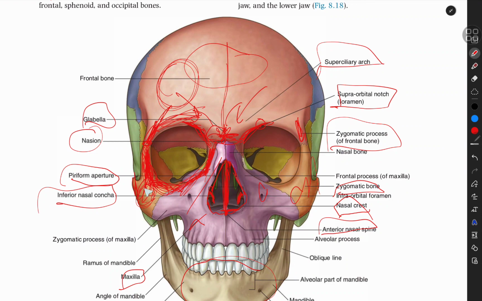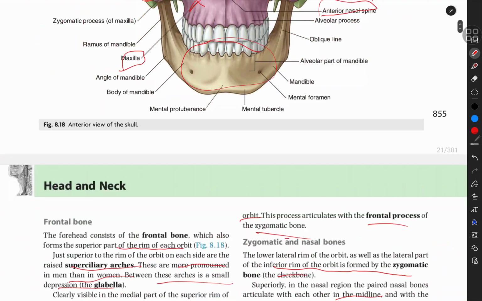Laterally, the maxillae articulate with the zygomatic bone, and medially, they articulate with the frontal bone. So here, frontal bone, and here, the zygomatic bone.